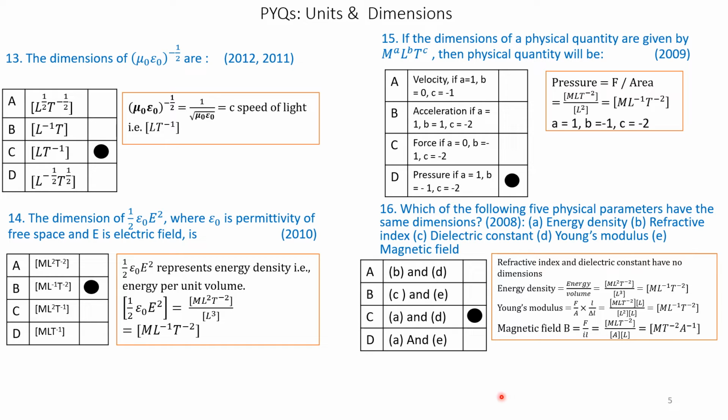Now let us calculate for magnetic field B, which is F over I L. That is equal to M L T to the power of minus 2 over A into L. That is M into T to the power of minus 2 A to the power of minus 1. Therefore, energy density and Young's modulus have the same dimensions. That is A and D, which is option C. C is the correct answer.